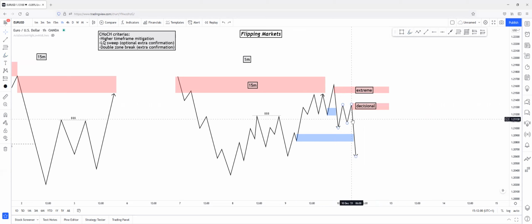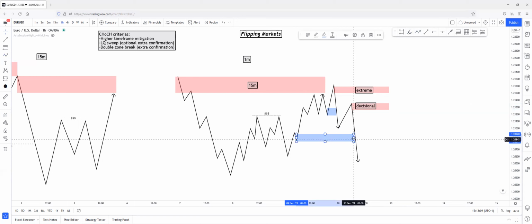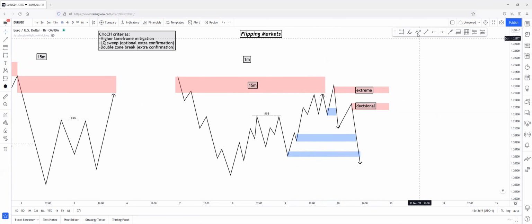The second scenario is that price doesn't create liquidity. It just does a pullback. It doesn't create liquidity, but breaks through another demand zone. Let's say it breaks through the +1 demand zone, so this downer area too. So it has a double zone break also. In this case, you can safely use the decisional zone because the extreme zone has no liquidity. As you can see, the decisional zone is safe to use because no liquidity has been created below the extreme zone.